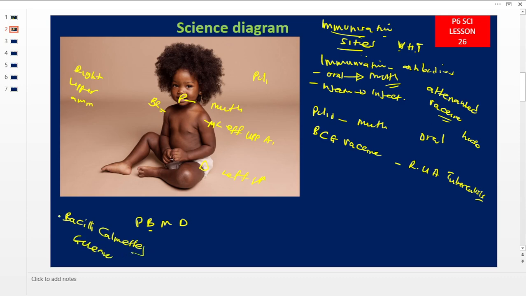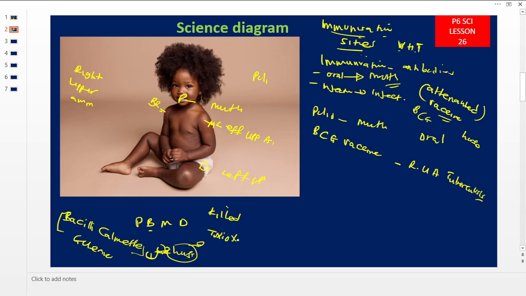So when they get them, when they are alive, then they inject them into living animals like the horses. Then they multiply. After multiplying, they extract them. Then they use them to make vaccines. So that type of vaccine is called attenuated. So BCG is an example of an attenuated vaccine. Then polio vaccine is a killed vaccine. So another type, that is the toxoid.